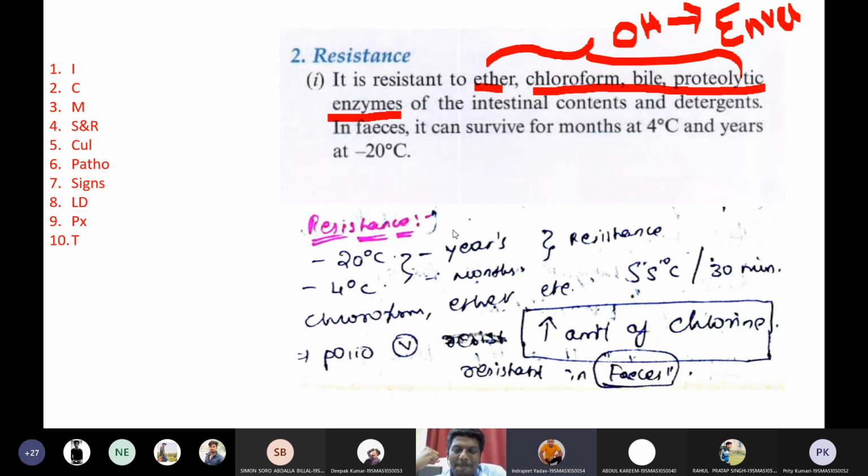So, sir, there is no sanitizer to remove this virus? No, there's no sanitizer, even Dettol. They will say they kill 99% of germs, but it won't kill poliovirus. That 1% is poliovirus. Then coming to the resistance, the virus is also resistant at 20 degrees centigrade. It will survive for years, and at 4 degrees centigrade it can survive for months.